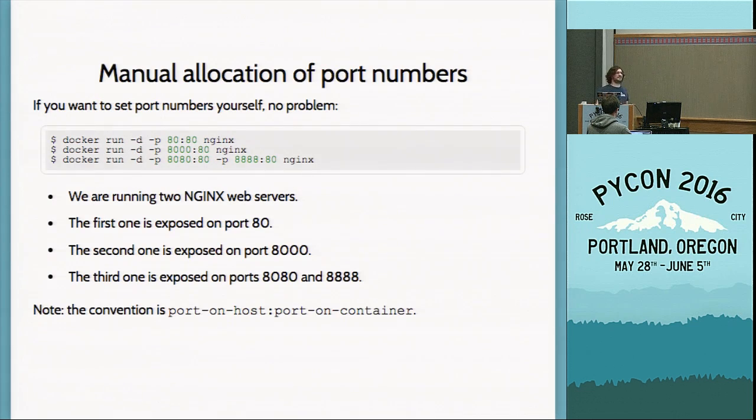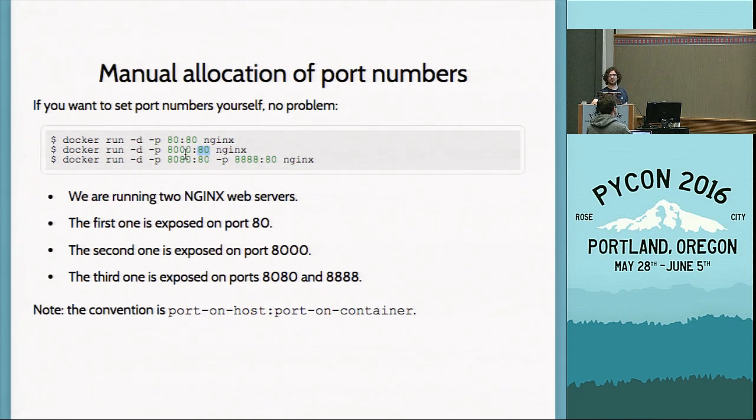That being said, if you really want to have something on port 80, no problem, you can do that. In that case, you use docker run -d -p, lowercase p, which just means port mapping. The first line here means map port 80 on the host to port 80 in the container. So that way you get Nginx listening on port 80 on the machine. Or you can map port 8000 on the host to port 80 in the container.